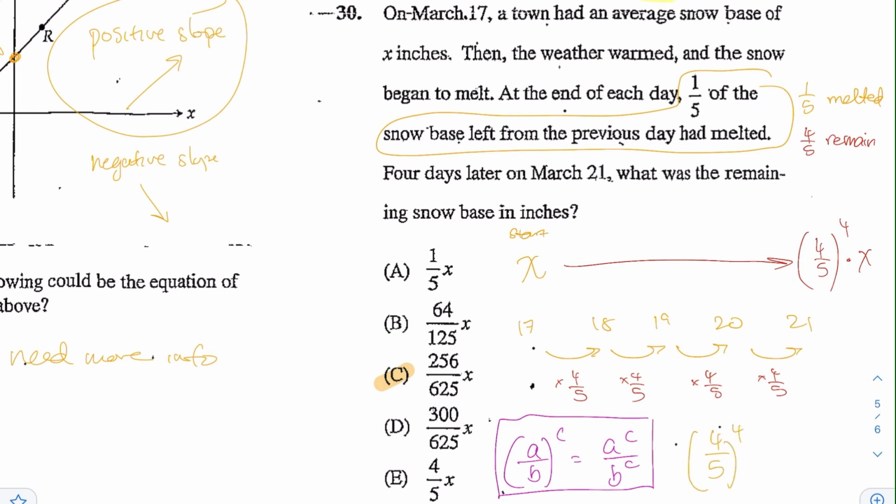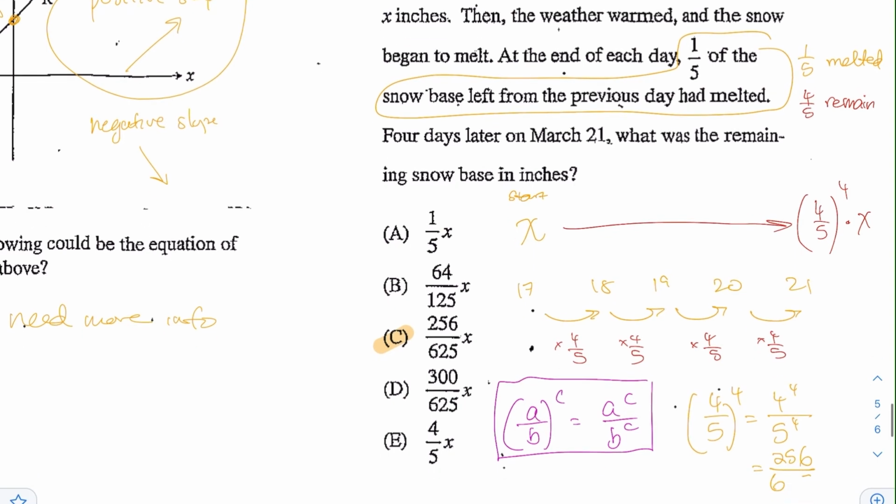So 4/5 raised to the 4th is equal to 4 to the 4th divided by 5 to the 4th. And 4 to the 4th power is 256. 5 to the 4th is 625, just 125 times 5. So this is your fraction, and you're going to multiply it by x. So the answer will be choice C.